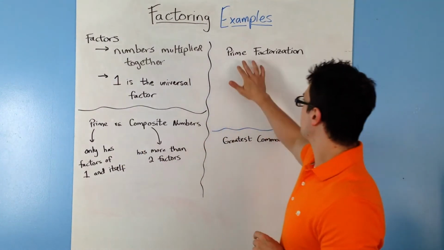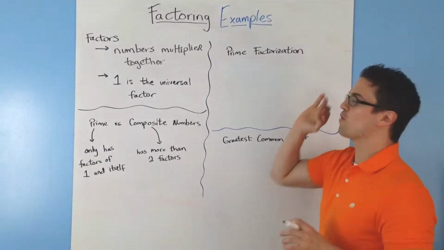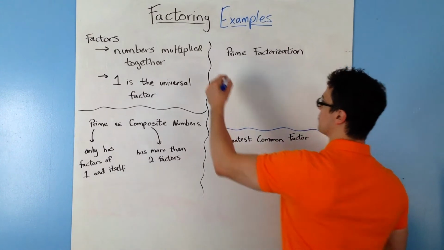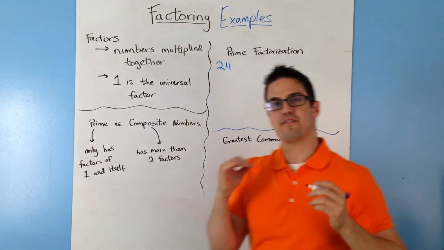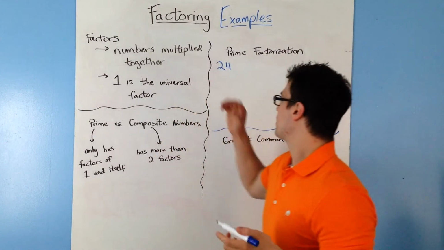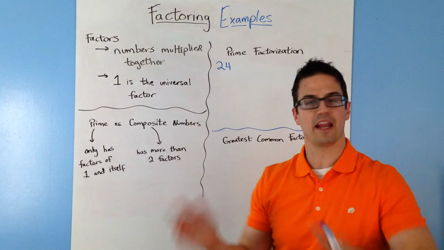So the first one we're going to do is a prime factorization problem, and a problem might look something like this. What is the prime factorization of some number, let's just say 24? Okay, so what you're going to want to do is break this up into the factors that make up 24, and you're going to want to focus on prime factors. So you can start anywhere.